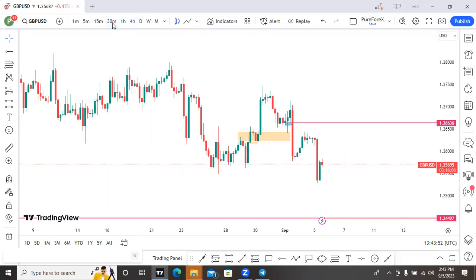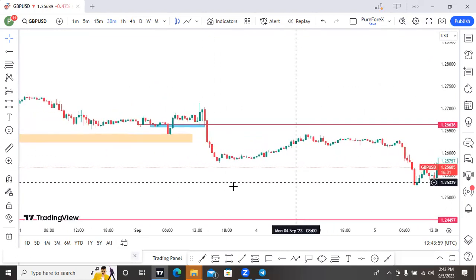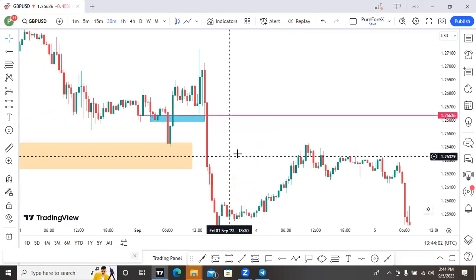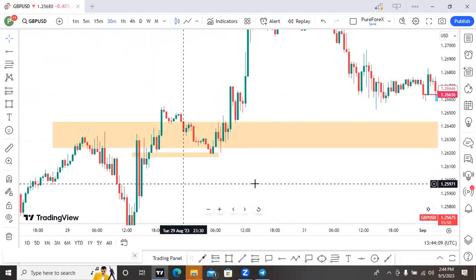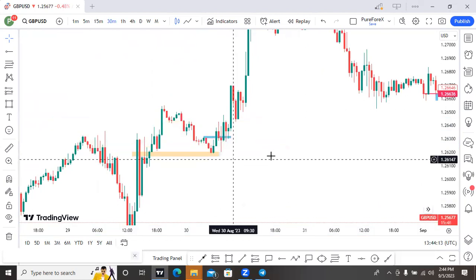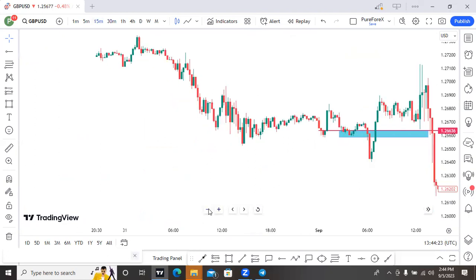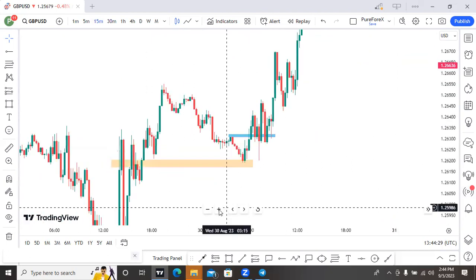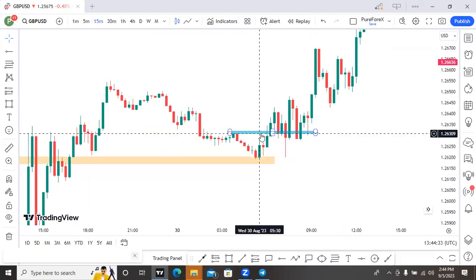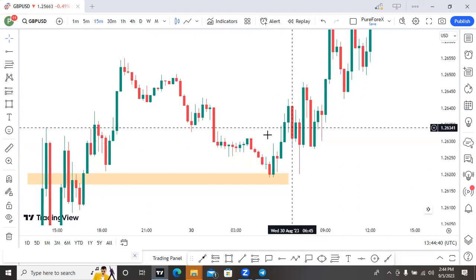Let's go to M30, guys. Let's remove this one. Let me show you. Let's go to M15. So, what can you see here? Let me remove this one, then mark it again. This is M15 time frame, guys.